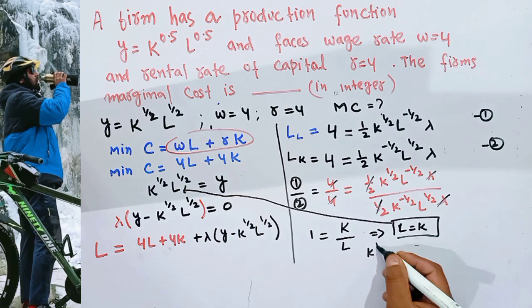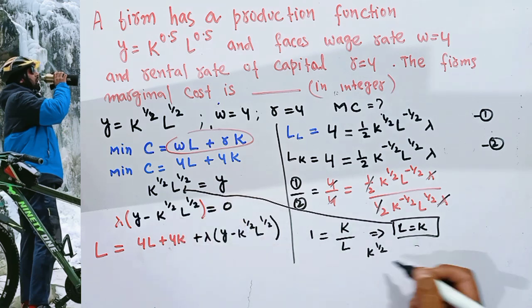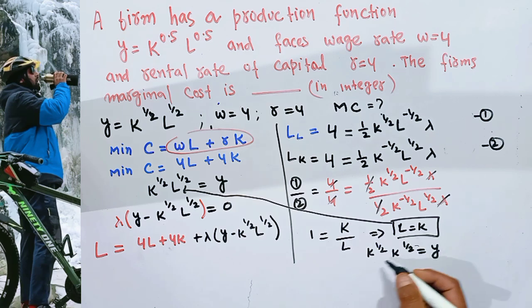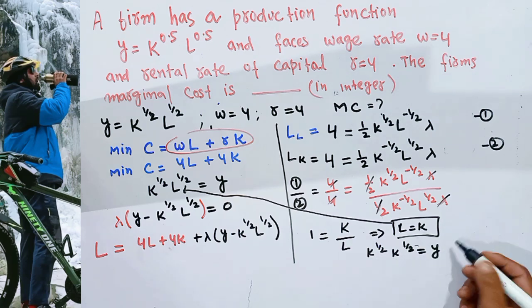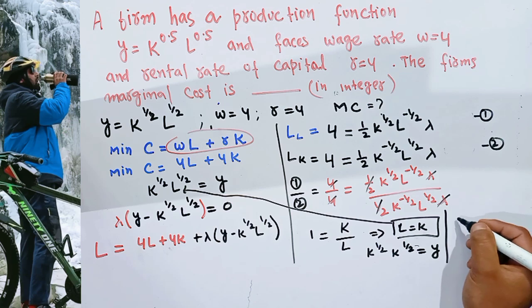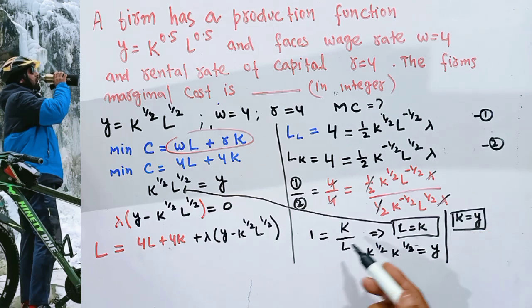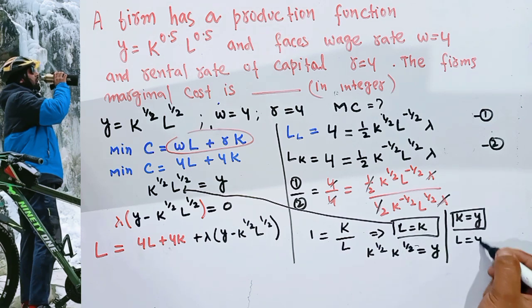That means k to the power 1 upon 2, in place of l again we have k to the power 1 upon 2, is equal to y. Bases are the same, exponents add up to 1. That means we will get k is equal to y. If k is equal to y and we know that k is equal to l, that means l is also equal to y. Now we can find out the total cost.